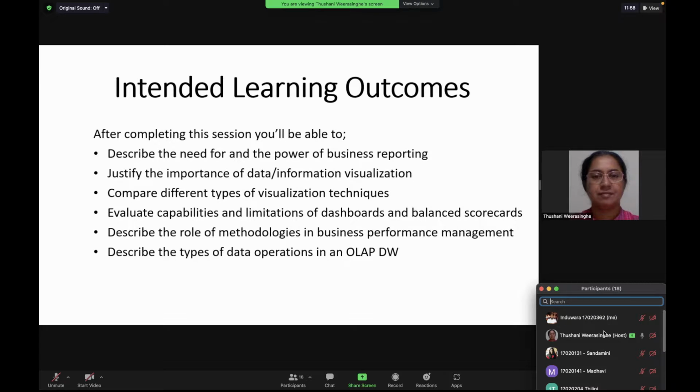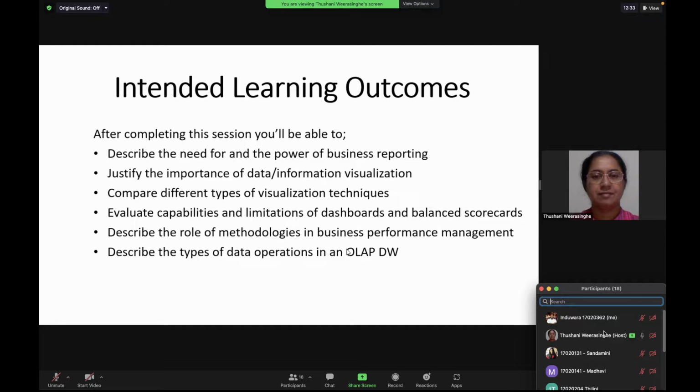Then compare different types of visualization techniques. There are different types of visualization techniques, and those things can be compared. And evaluate capabilities and limitations of the dashboards and balanced scorecard. The balanced scorecard is a visualization technique that we can use. Then describe the role of methodologies in business performance management and describe the types of data operations in online analytical processing in data warehouses.